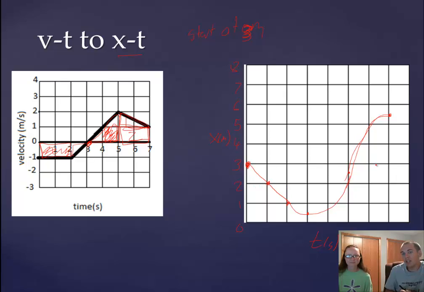And you can always double check yourself and go back and check your slope. This slope, if we look at this one, it's a negative constant, and we have a negative constant velocity. This slope starts steep and gets less steep, so this was negative and became 0. So you can check yourself.